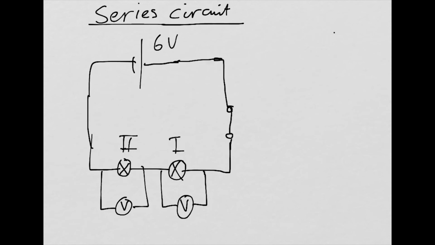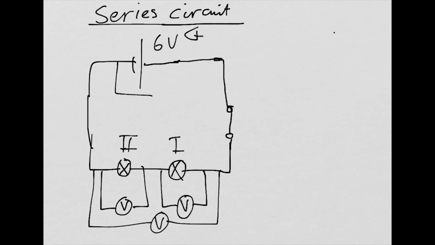Each one of those voltmeters at the minute will read 3 volts, assuming the bulbs are identical. If I then put a voltmeter across the whole thing like that, how much potential difference would that third voltmeter read? Well, it's measuring the potential difference used by both bulbs this time, because it's across both of them. So the potential difference used by both bulbs is the full 6 volts from the battery.